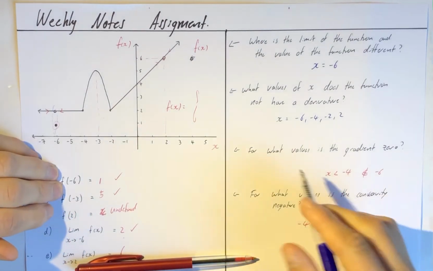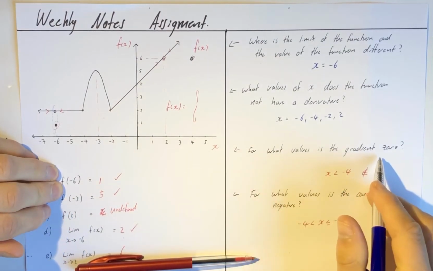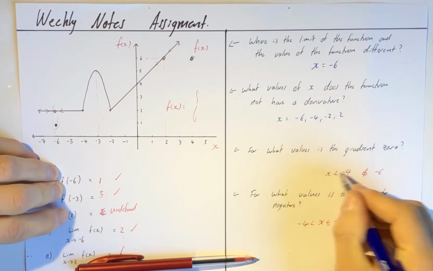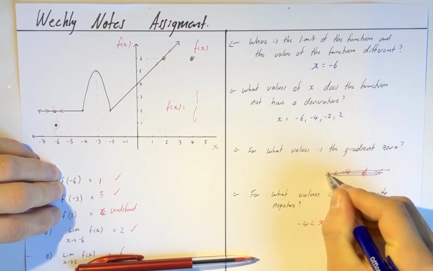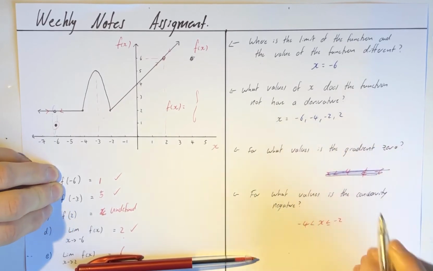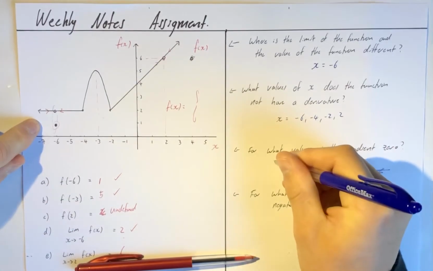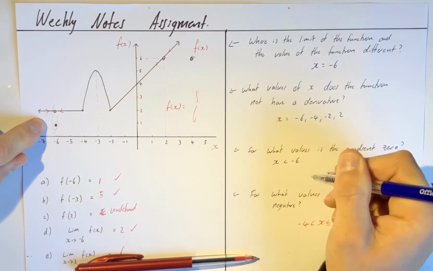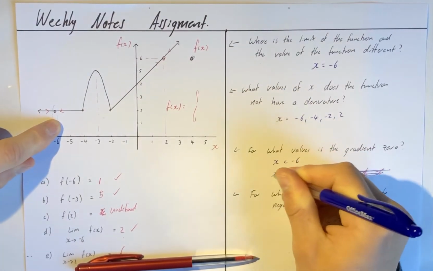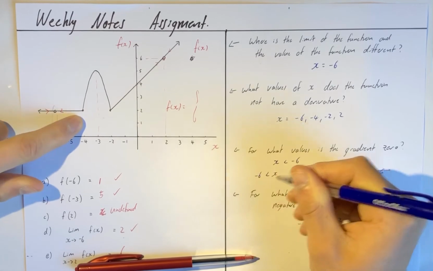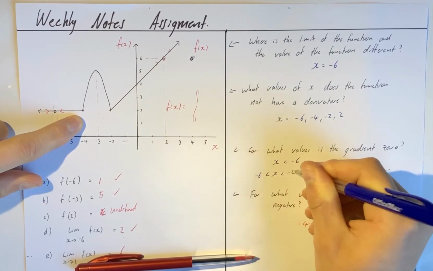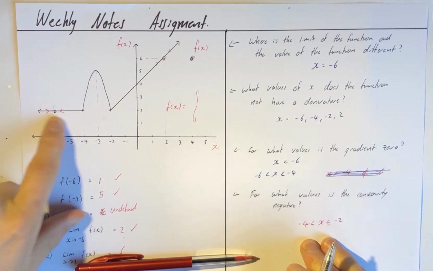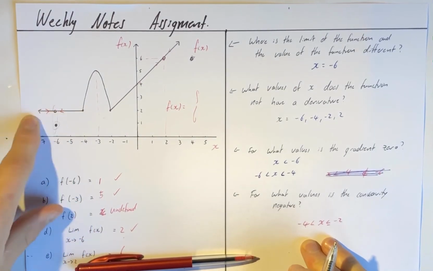So for what values is the gradient 0? So this is a little bit of different notation. I won't actually get into that in a video. I'll show you guys that sort of stuff in class, but gradient is 0 when x is less than -6, and when x is greater than -6 and less than -4. Okay, so we've got a gradient that is 0 along here.